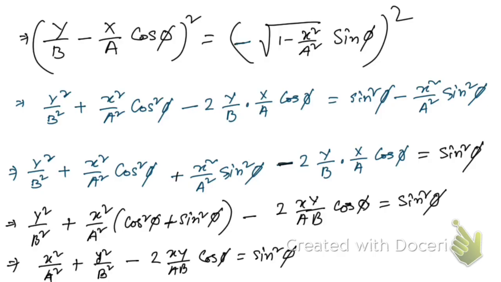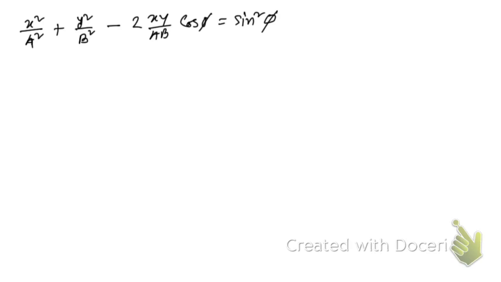Now let me write this equation in the next slide. Here you see, this is the equation of the track followed by the particle, and it is nothing but the general equation of an ellipse. This is the general equation of an ellipse.